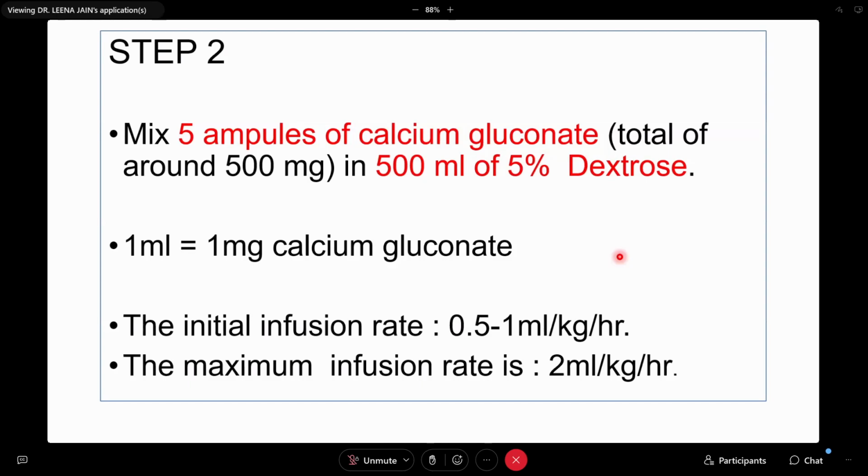So what initial infusion rate should you keep? How much should be given? 0.5 to 1 ml per kg per hour. What is the initial infusion rate? 0.5 to 1 ml per kg per hour. The maximum infusion rate you can keep is 2 ml per kg per hour. Okay.